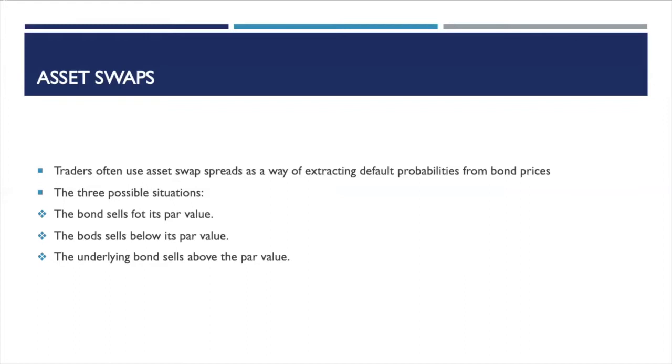To explain this, we are going to consider a situation where an asset swap spread for a particular bond is quoted as 150 basis points. In the first situation, its par value is going to be 100, and the swap then involves one side of a company paying the coupon on the bond to the other side of the company.